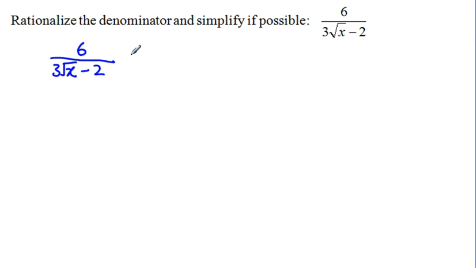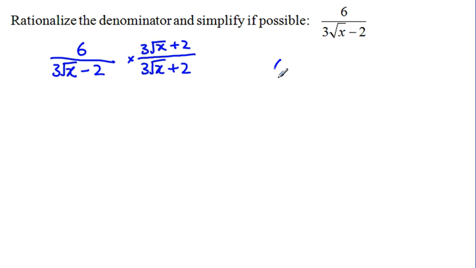I need to multiply by the conjugate. The conjugate would be 3 radical x plus 2. Now, if I do that on the denominator, I have to do the same thing on the top. So we multiply both the numerator and denominator by the conjugate.